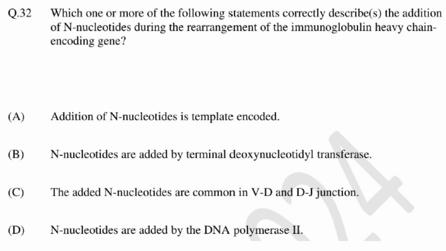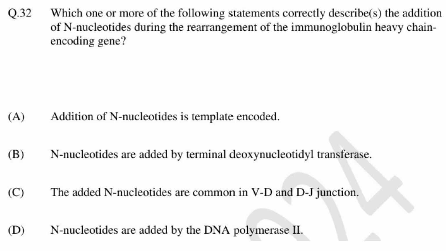So which one or more of the following statements correctly describe addition of N nucleotides during the rearrangement of the immunoglobulin heavy chain encoding gene? Addition of N nucleotides is template encoded. No, it doesn't depend on the DNA template. So A is not correct.